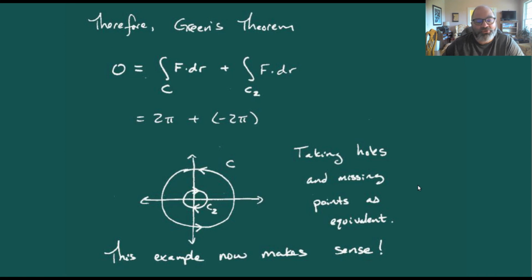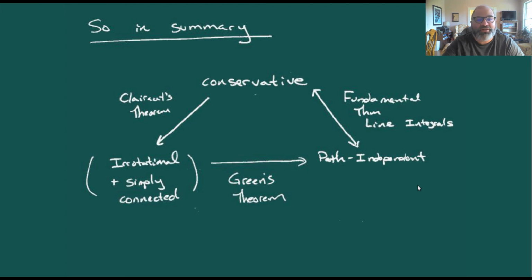Talking about our simple closed curves, this example now gives us the direction that we need and why we need this extra condition of being simply connected, to show how all of these final pieces start fitting together. And so to bring this all back, if we're a conservative vector field, that's going to be equivalent to being path independent by our fundamental theorem of line integrals.